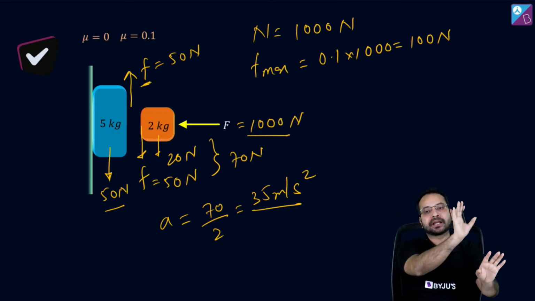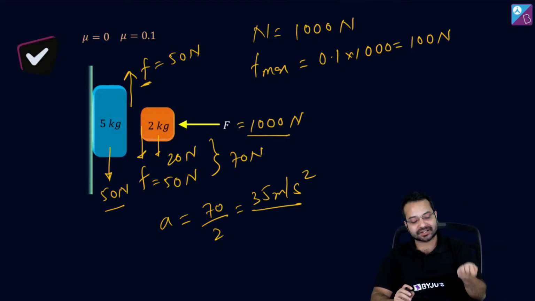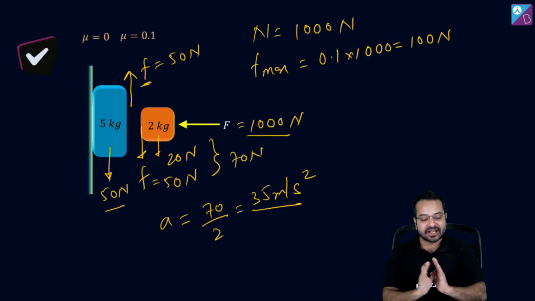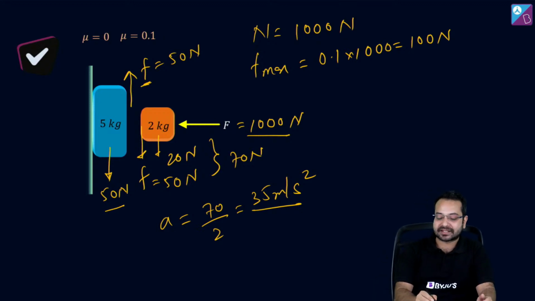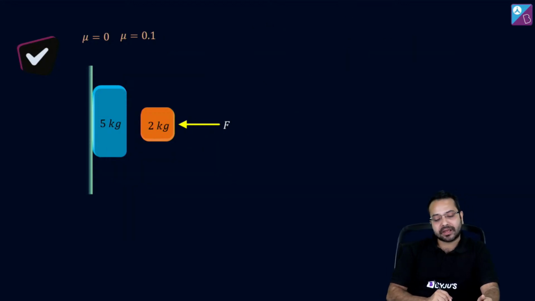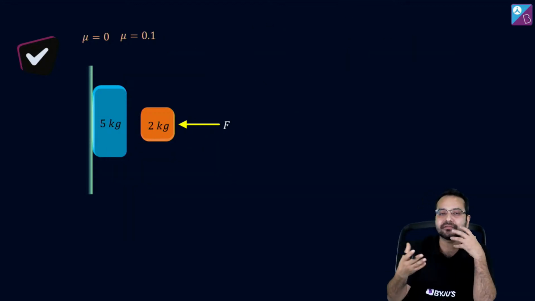Take 2 blocks, apply a force. Now one of the blocks we see is going down with an acceleration of 35 meter per second square, which means that it is going down with an acceleration greater than g. Is that going to happen? That makes no sense. If you think about it practically, that makes no sense. It cannot happen. Now if that is not true, let's try the reverse case.